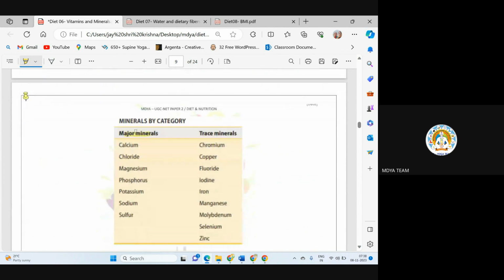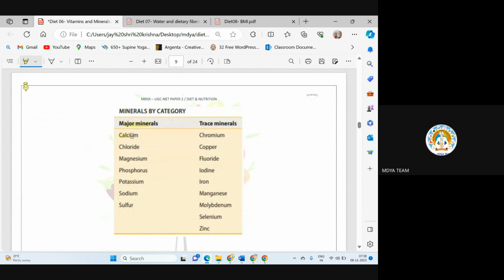So major minerals are calcium, chloride, magnesium, phosphorus, potassium, sodium, and sulfur. You can see here sodium and chloride are also major minerals. So we are taking sodium chloride, means salt, in very large amount as compared to other minerals. So these all are major minerals. These are required in very good amount.